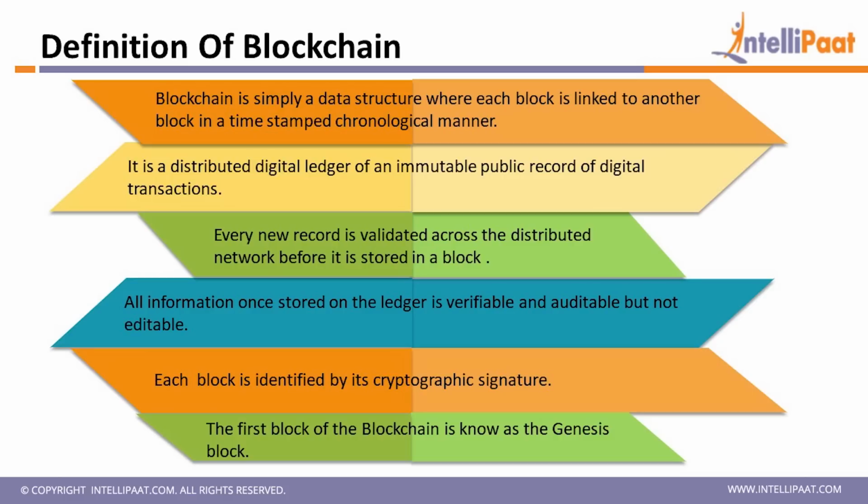All information once stored on the ledger is verifiable and auditable. You can anytime go and check your blockchain network. You can traverse through it and verify and audit any information that is recorded. Each block is identified by its cryptographic signature. We know that all blockchains have distributed ledgers which are owned by different nodes, so the information is not available in a plain format. Everything in a blockchain is stored and saved using cryptographic signatures, or in other words, in the form of encrypted information only.